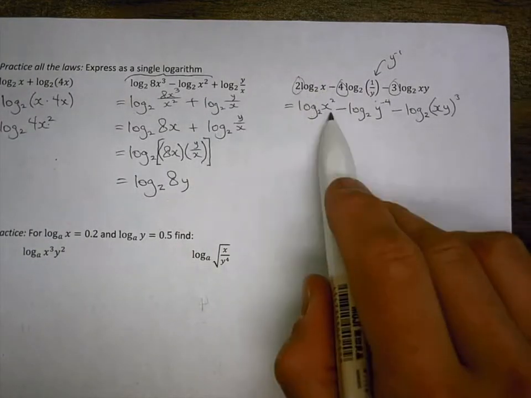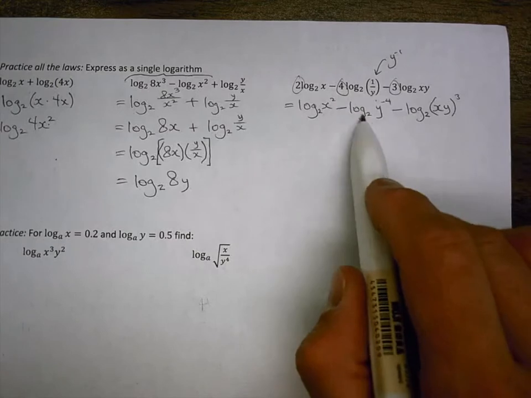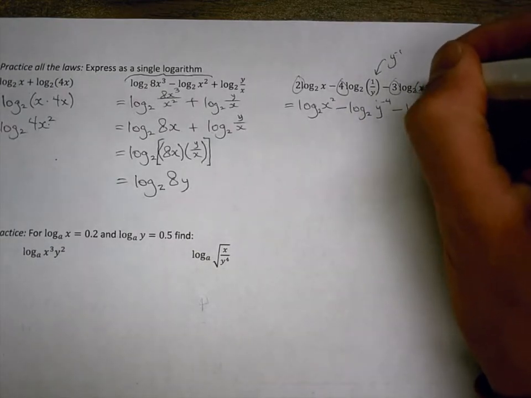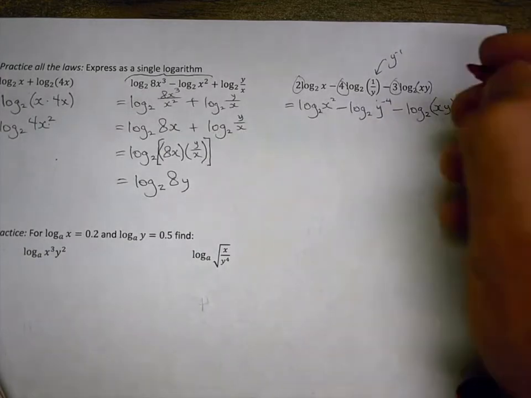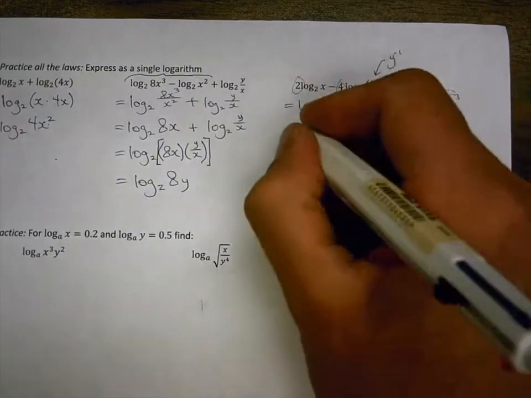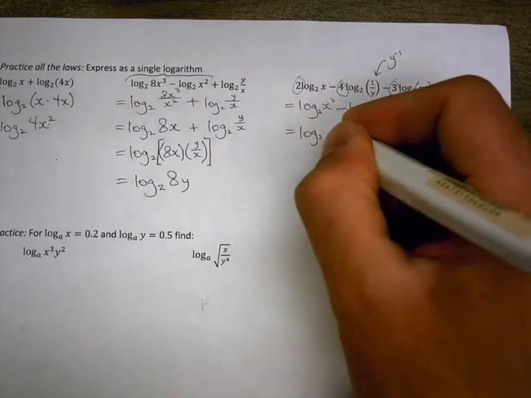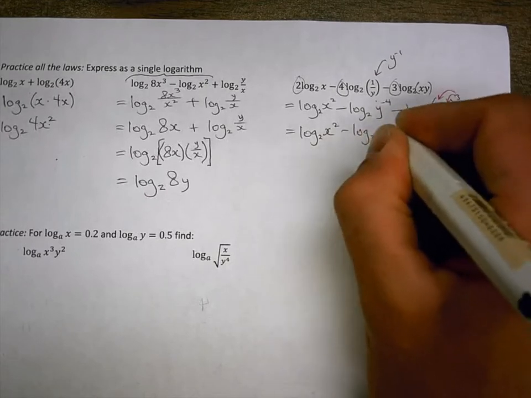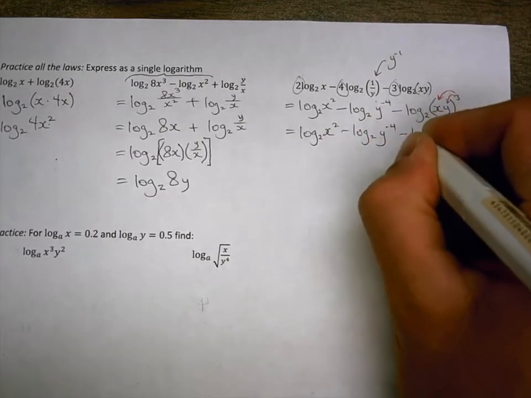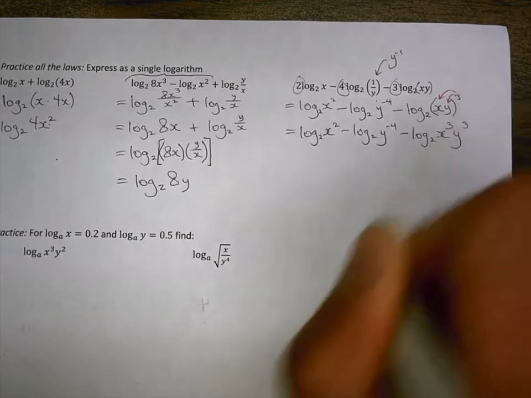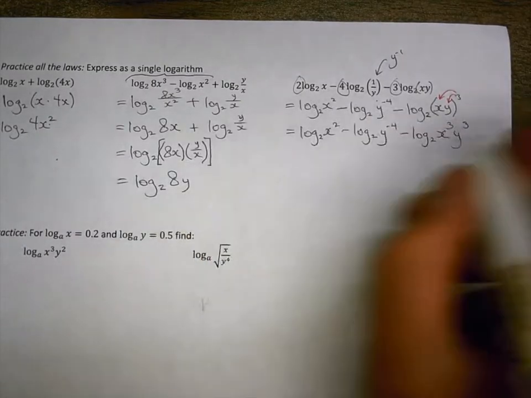So the 2 goes up here, I get x squared. The 4 goes up here, I get y to the negative 4. The 3 goes up here, but it goes to the entire argument, xy. So I have this situation where the cubed has to be applied to the x and the y. So let me just write one more line. Log base 2 x squared minus log base 2 y to the negative 4 minus log base 2 x cubed y cubed. Now, do you think we're ready to do this all in one step?